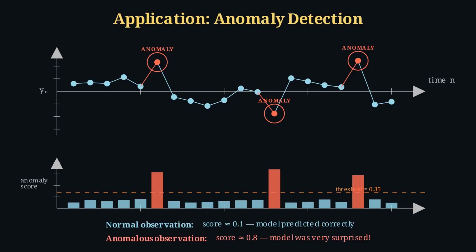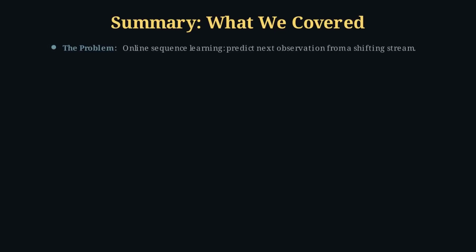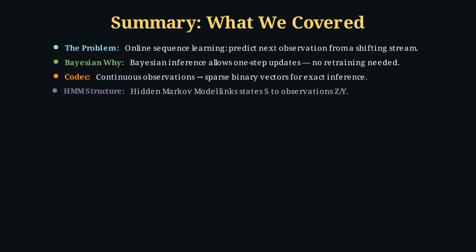Normal observations receive a score around 0.1. The model predicted correctly. Anomalous observations receive scores around 0.8. The model was genuinely surprised. No separate anomaly detector is needed. It emerges naturally from the prediction confidence.